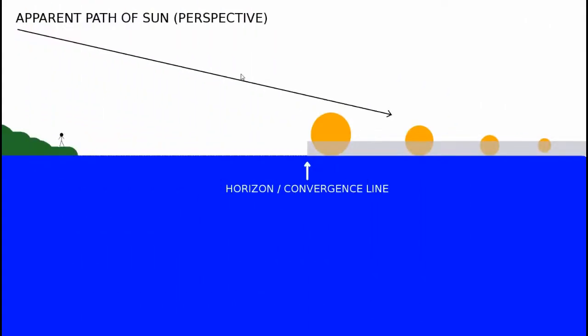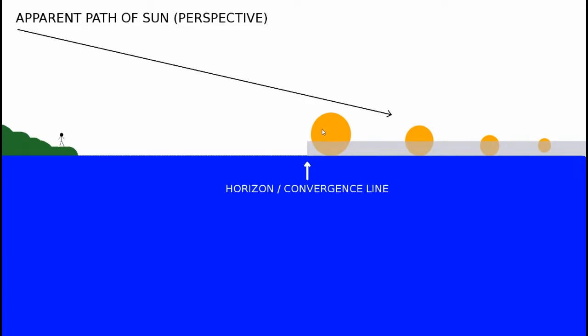So if we just take a side view of a similar situation where we can see the observer on the bank there looking out to the sun as it sets and sinks into the horizon or convergence line, okay, and we have the apparent path of the sun giving us this perspective. The sun appears to sink down towards the horizon as it travels away from us.